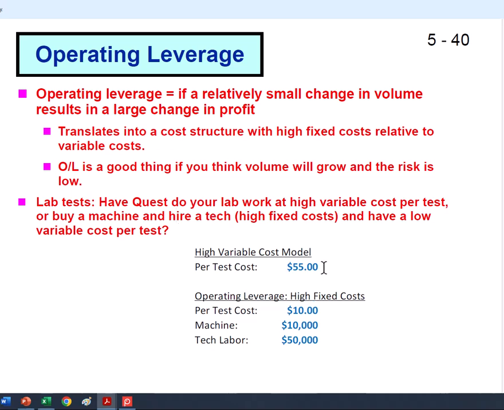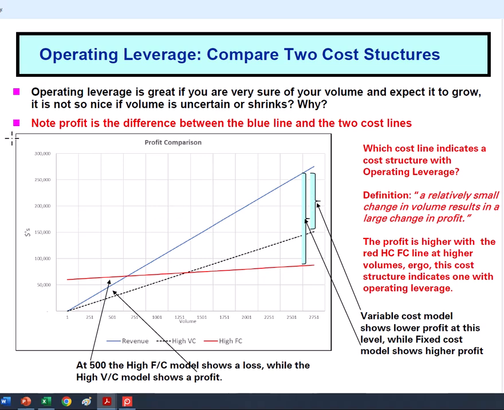So let's say the high variable cost might be $55 for a lab test to pay for Quest. Maybe you charge $100 for the test. You're making money on it. Or you can lower that cost to $10, basically the supply. You buy a machine, $10,000, I'm making it up, and you hire a tech, all in at $50,000 a year. So let's just look at a graph of this.